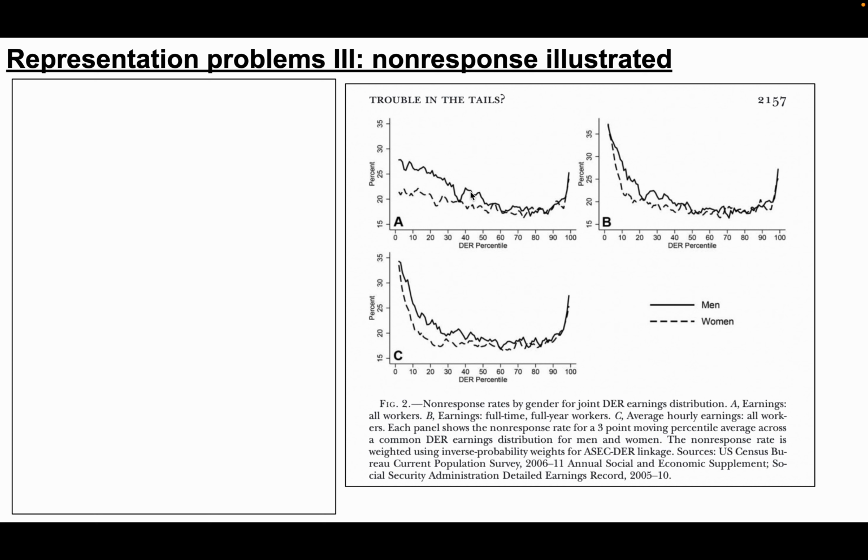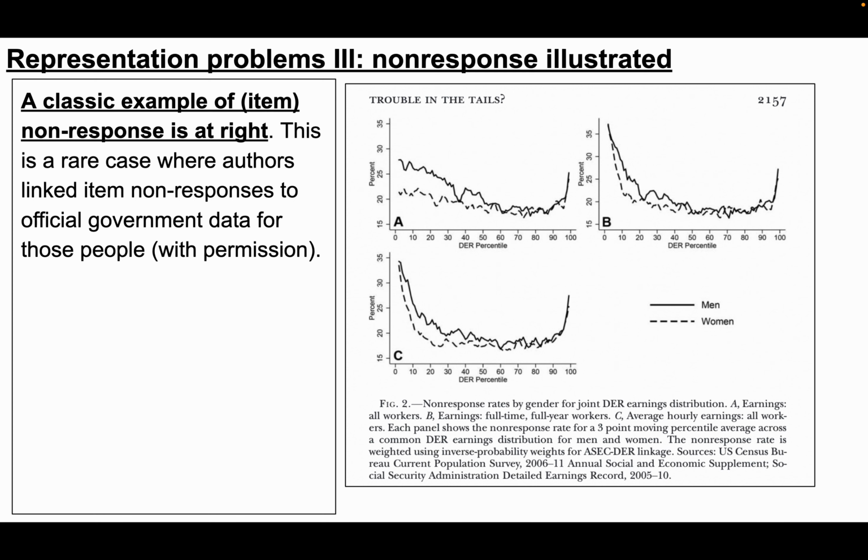And you can see that for a variety of different questions here. So this is earnings full-time, full year. This is average hourly earnings. There are slightly different ways of asking this question on the Current Population Survey. But basically on that survey, the people who had these really high percentages of non-response were the poor and the wealthy.